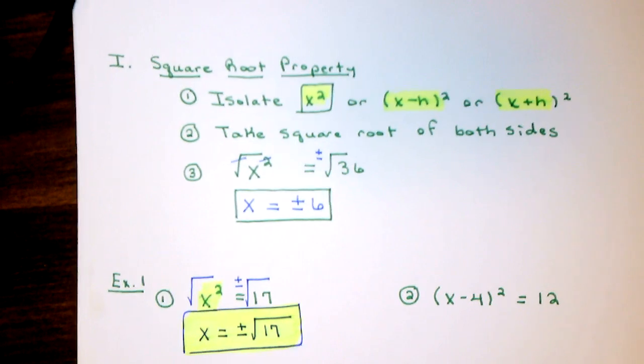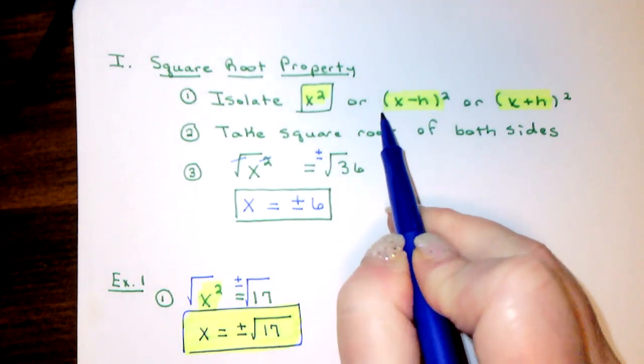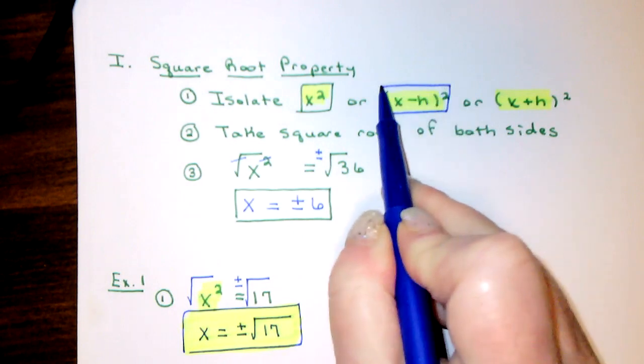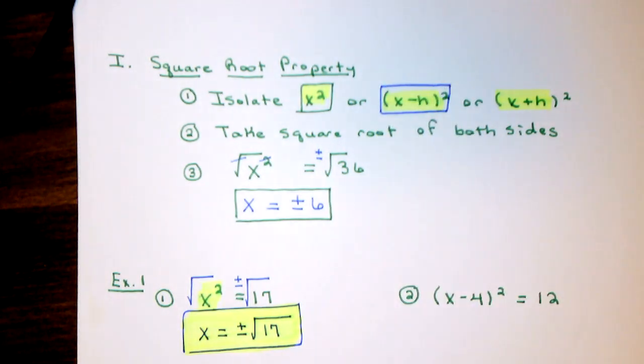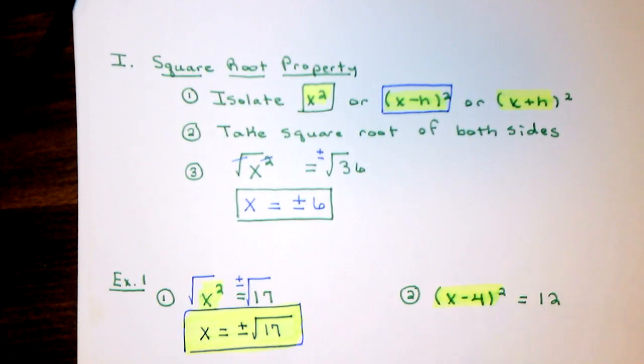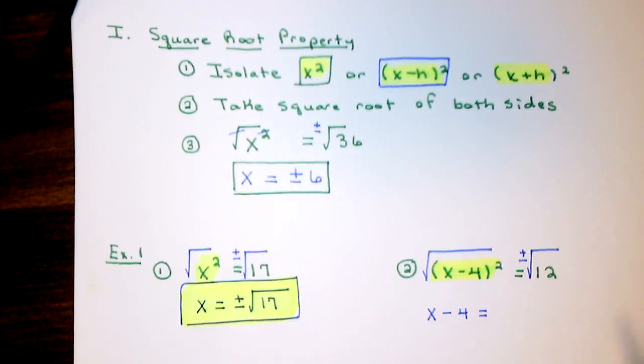Okay, question number 2 is going to be similar to this type. So you notice that it is completely by itself on the left side. So we're going to square root it. Plus and minus. The square and square root are going to cancel out, which is going to be left with x minus 4. You're going to have plus or minus radical 12.